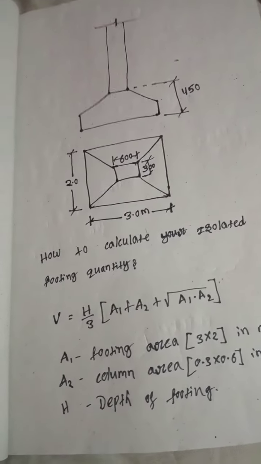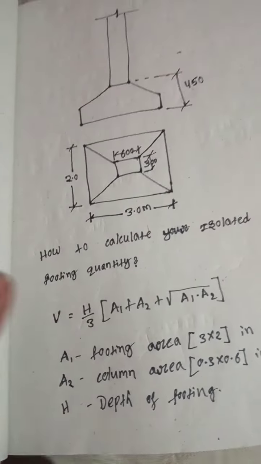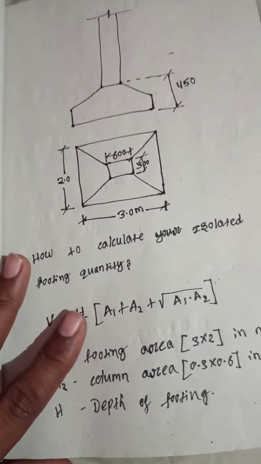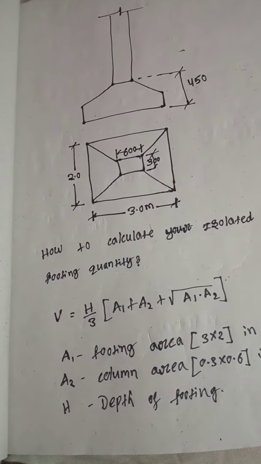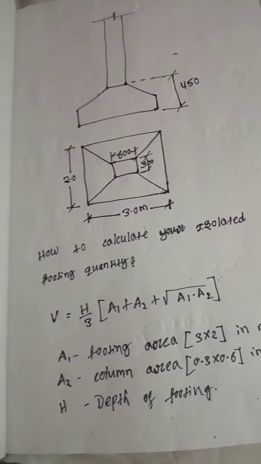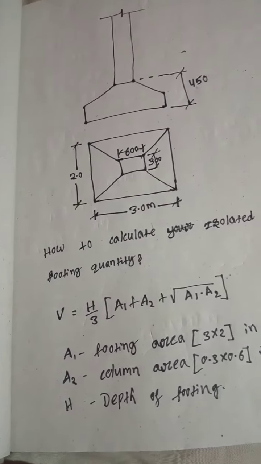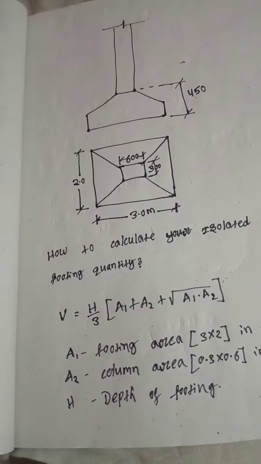Here the major importance is the formula. Remember this formula to simply calculate the isolated footing quantity. Okay, thank you.